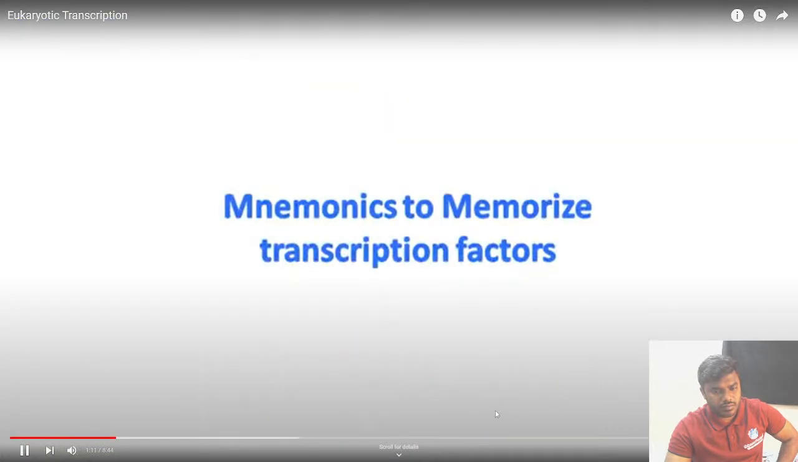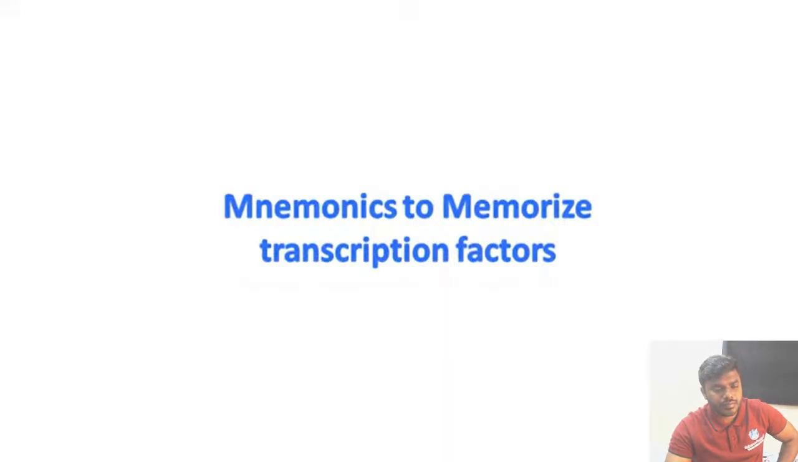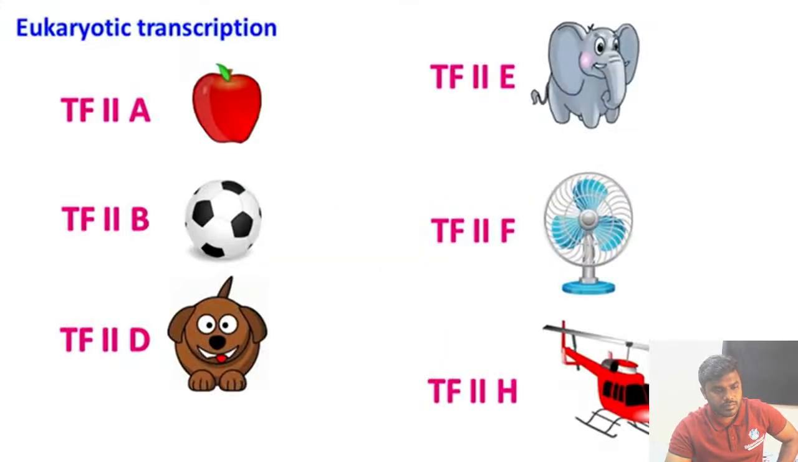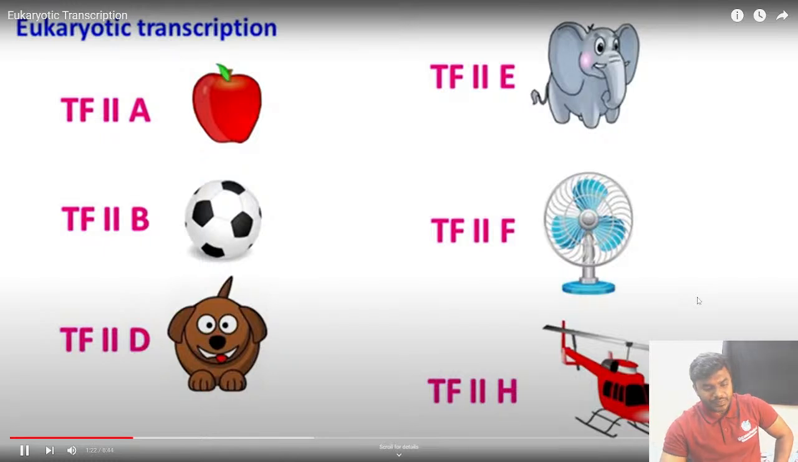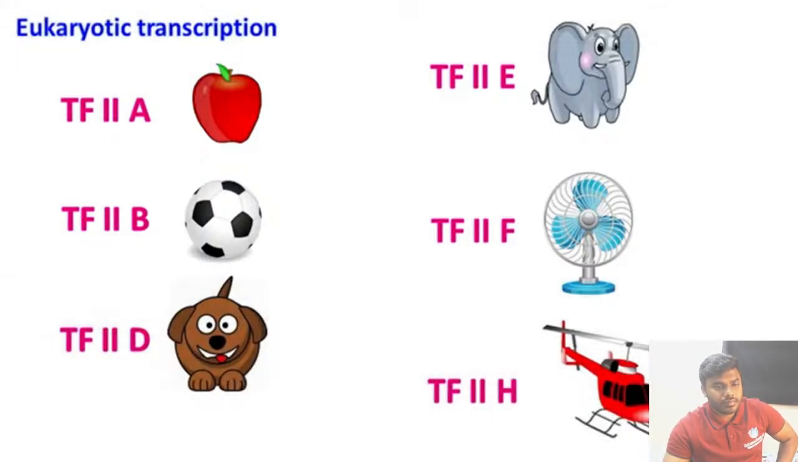Because there are so many transcription factors involved in eukaryotic transcription, it's easy to memorize them with the help of mnemonics. For example, the mnemonics of TF2A. I want every one of you to remember this particular mnemonic. A for apple, B for ball, D for dog, E for elephant, F for fan, H for helicopter, which are basically involved in what, friends? Initiation. TF2B is ball, TF2D is dog, TF2E is elephant, TF2F is fan, TF2H is helicopter.